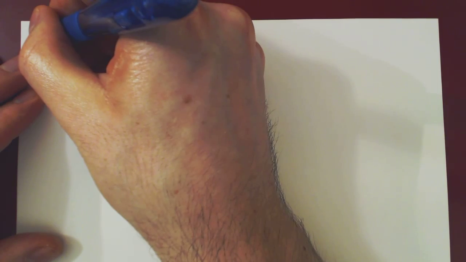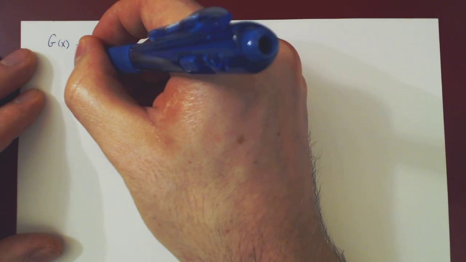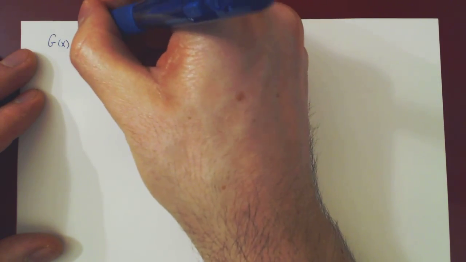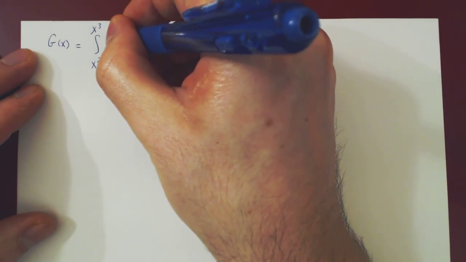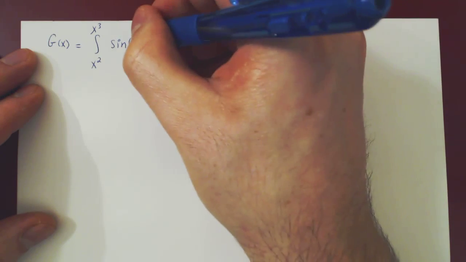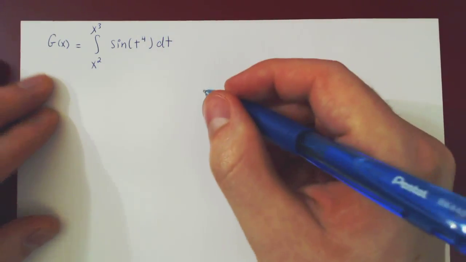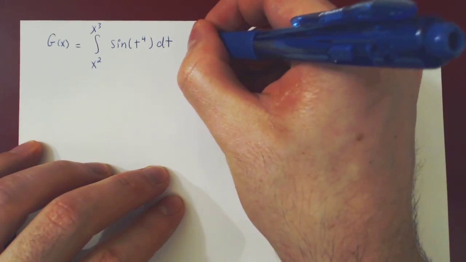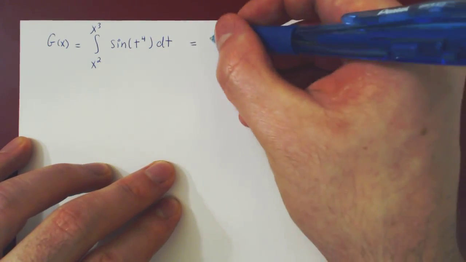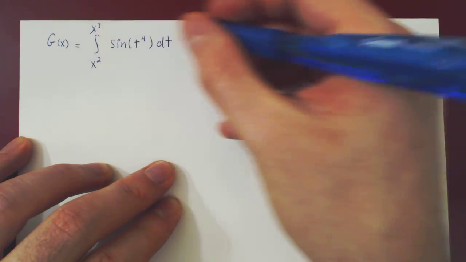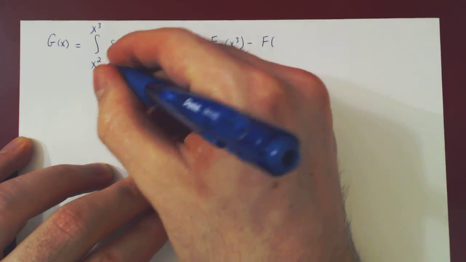So, suppose that g of x, our first example, let's integrate from x squared to x cubed. Let's go with sine of t to the 4 dt. So, again, before we differentiate, let us rewrite this with the fundamental theorem of calculus. This will be the antiderivative at x cubed minus our antiderivative at x squared.